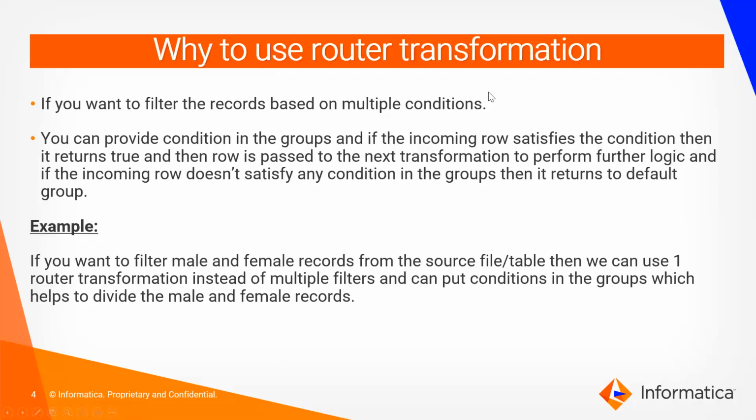Now, why to use a router transformation? If you want to filter the records based on multiple conditions, instead of using multiple filters, we can use a single router transformation, and we can define the groups, and in those groups we can specify multiple conditions, and we can route to the next transformations. That's the main use of the router transformation.